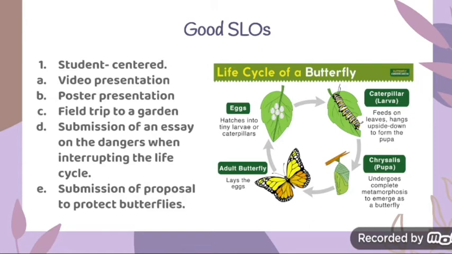Let's say our topic is about the life cycle of the butterfly and how we can make our students focus on this. It can be done in different ways, like a video presentation, a poster presentation, a field trip to a garden. They can also submit an essay on the dangers of interrupting the life cycle, and even submit a proposal to protect the butterflies. So with this, we can say that our students will become more interested and focused on the topic they are talking about.